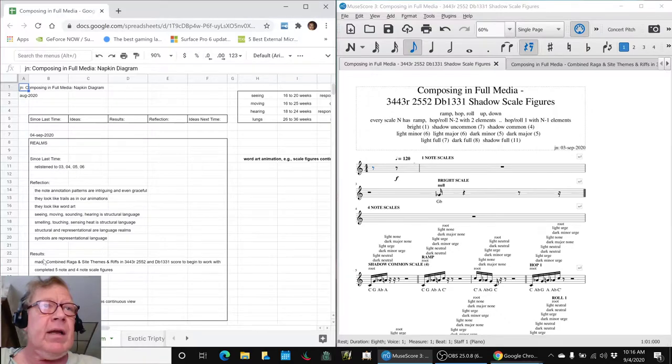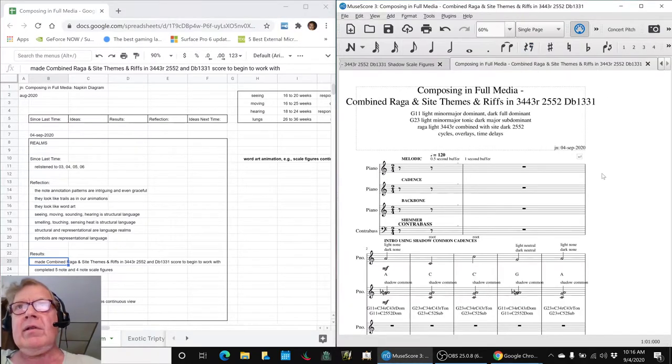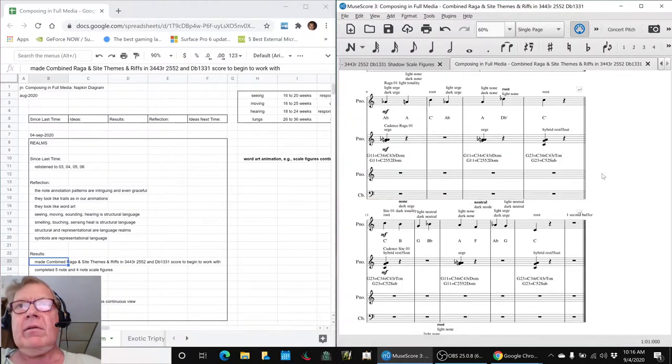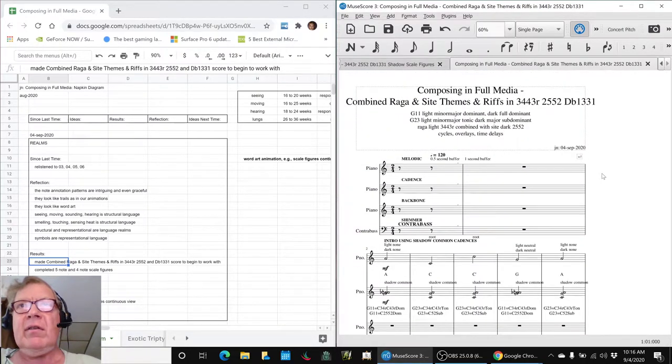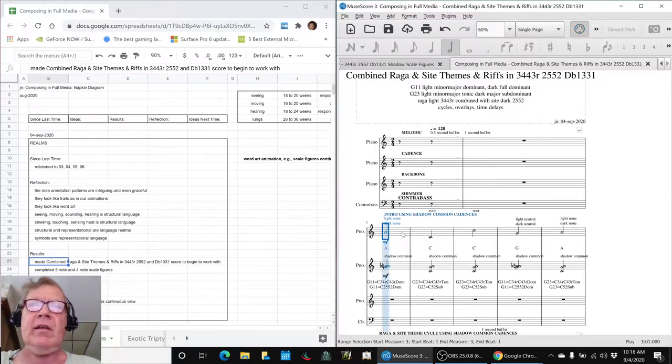We also made a combined raga and sight theme and riffs area to work with, which is this. So we took and pushed this all down to exist on four lines instead of six, and everything is together. We have a melodic, a cadence, a backbone, and a shimmer. The melodic and cadence sound like this.